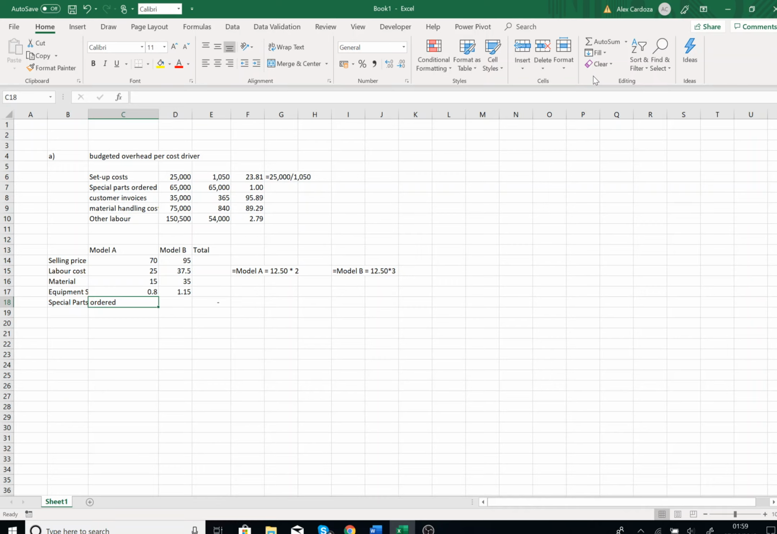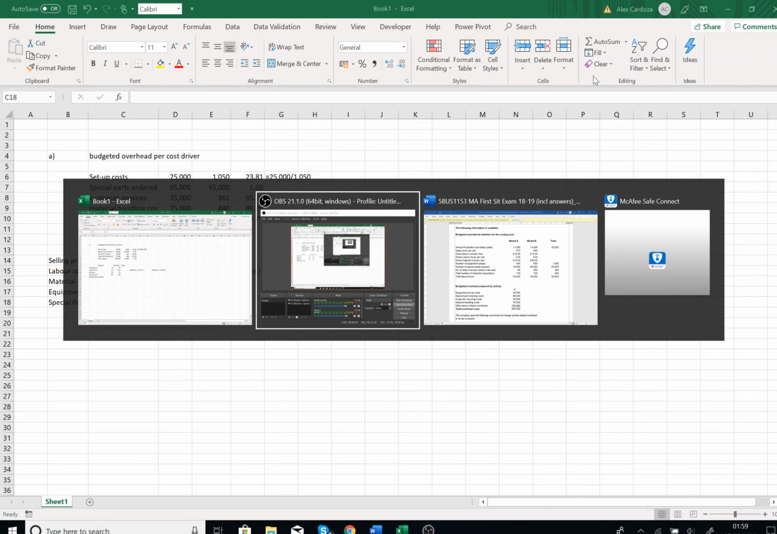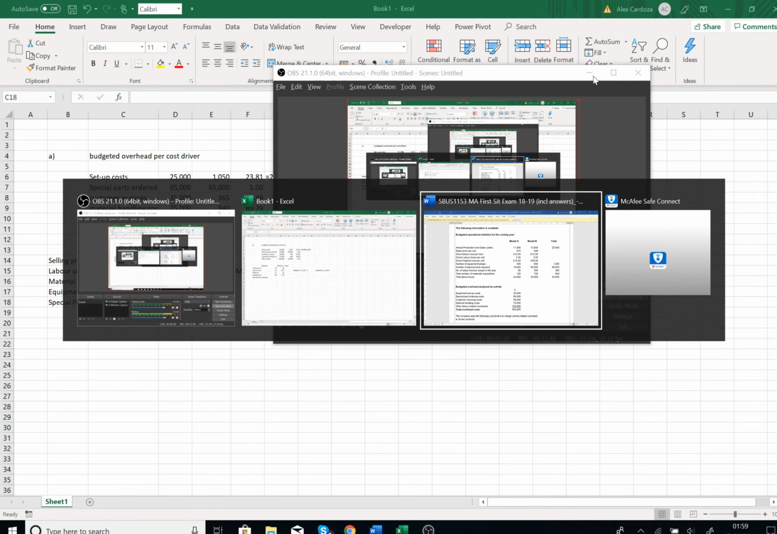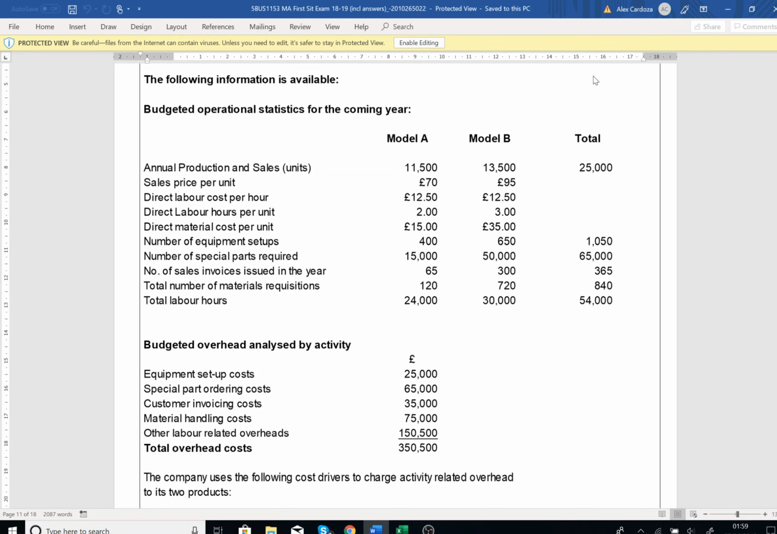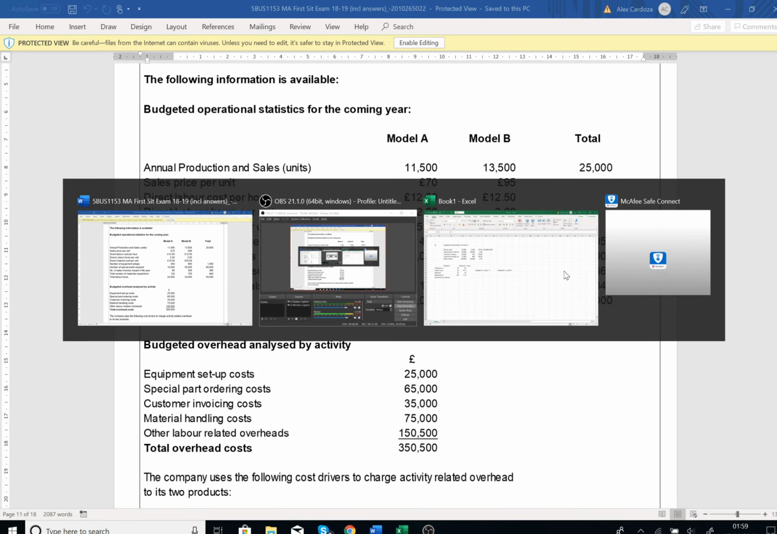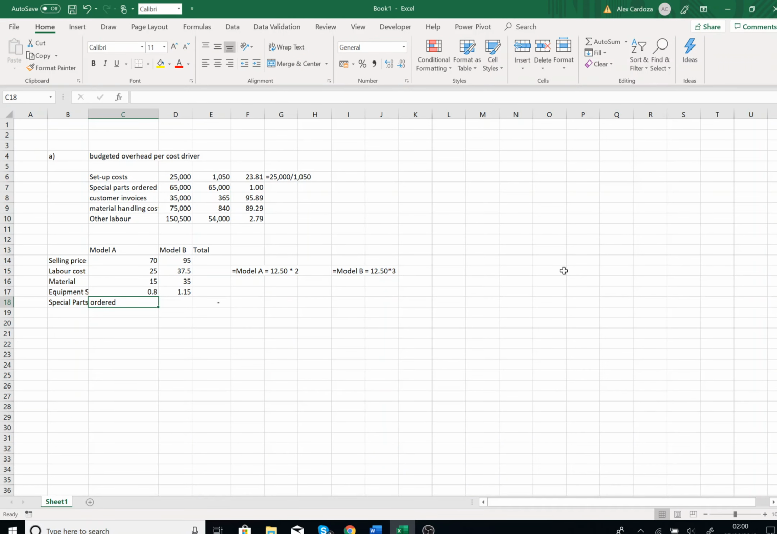And we got to do what we got to do. Anyway, so what you need to do now, sorry. So the special parts ordered, right? 15,000 and 50,000. So what you do, if you see here, you'll do 15,000, because that's model A, times that by 1, and then you will do equals 50,000 times by 1 as well, which is 65.